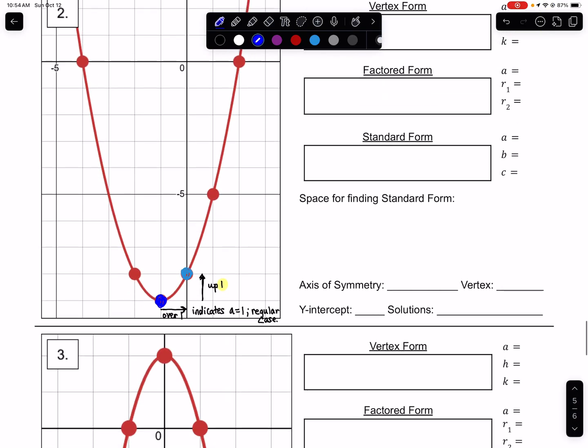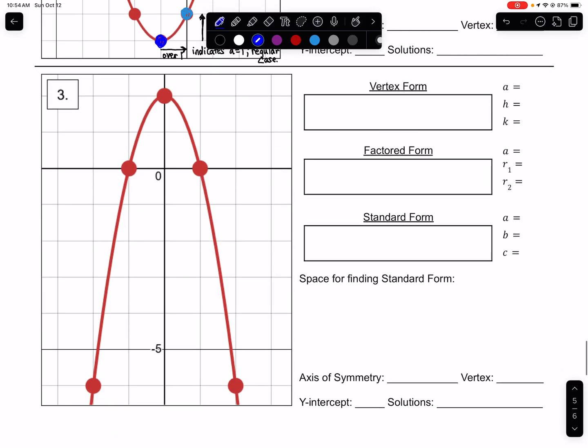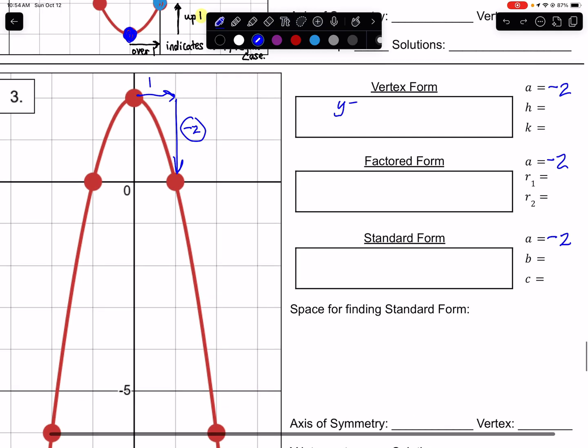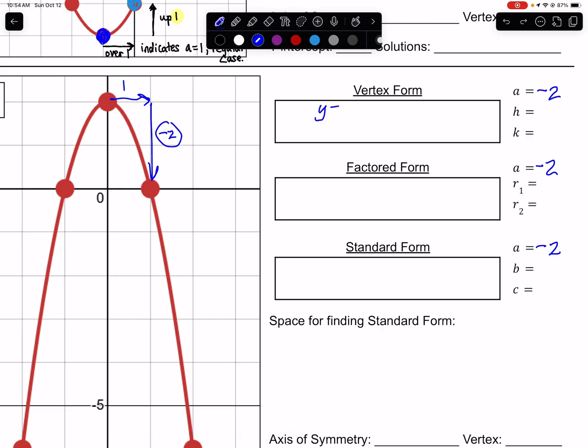Okay. I'll let you try number 2. And then for number 3, you go over 1 and then down 2. So this is A. All right. Vertex form. So maybe it'll be helpful too if I wrote out vertex form so you can see me plugging it in. This is the last question, by the way.